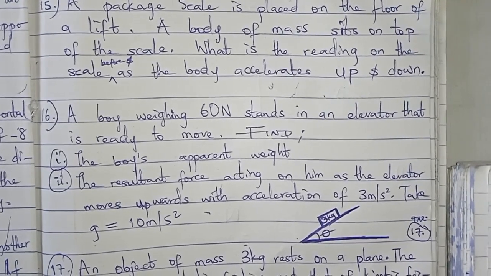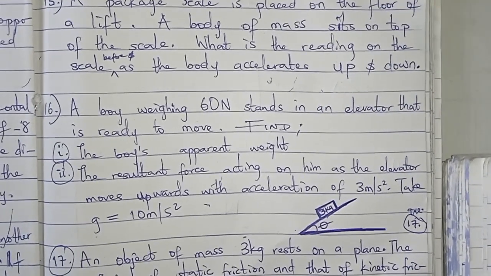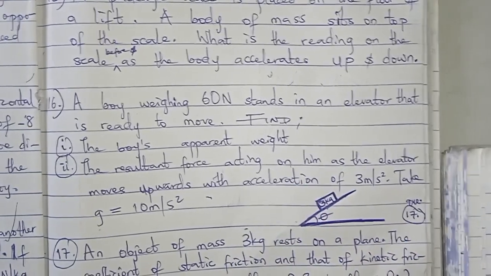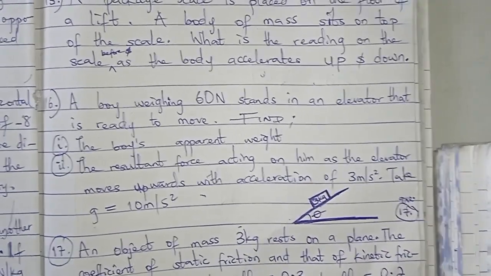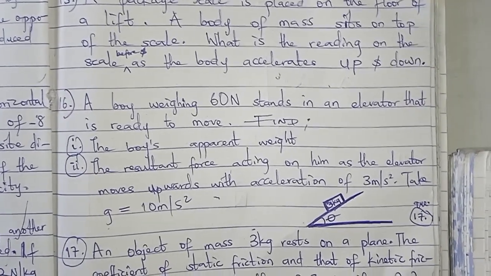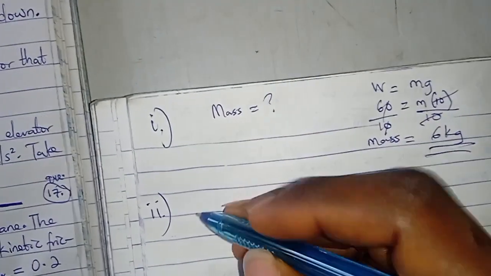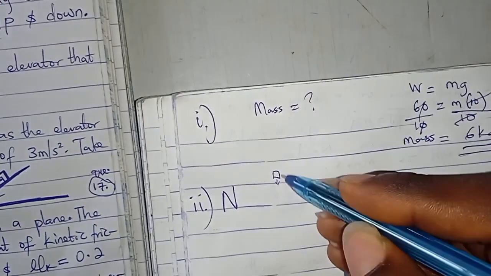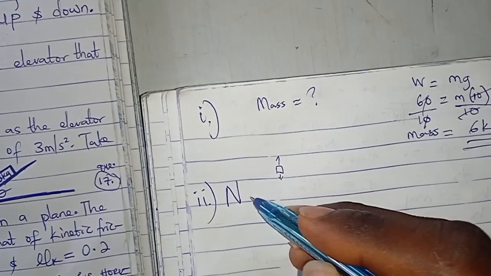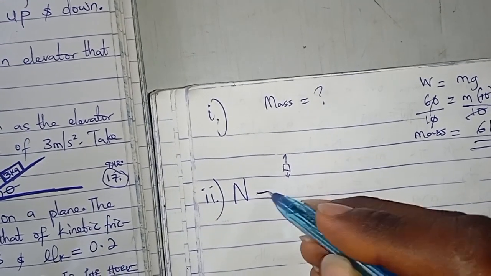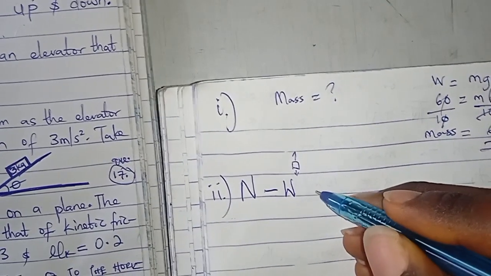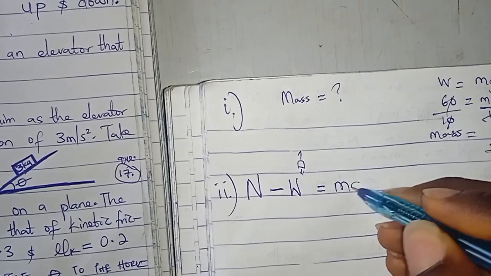And they said, find the resultant force acting on him, II, as the elevator moves upward with acceleration of 3 meters per second squared. Take g equal to 10 meters per second squared. So first of all, when a body is moving upwards, I told you anybody you see has gravity acting on it downward, normal reaction upwards. So in this case, as it's going upward, weight, which is mg, will be in the negative direction, equals to ma.